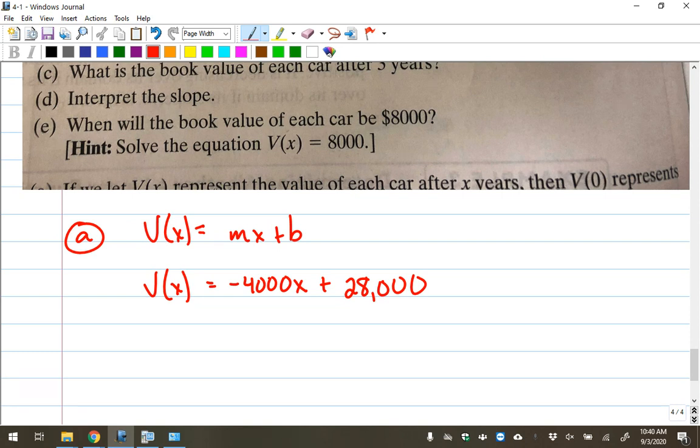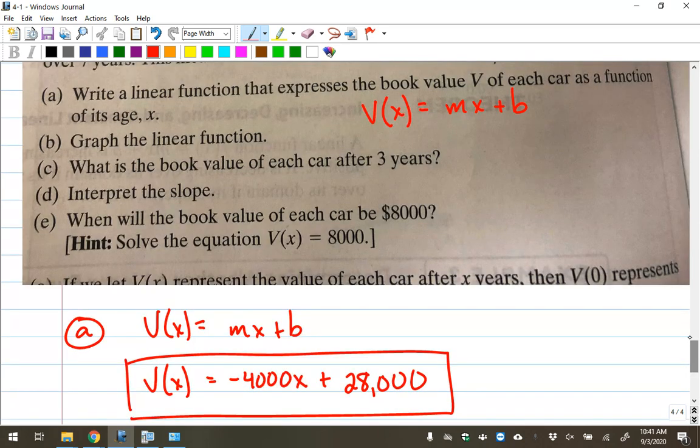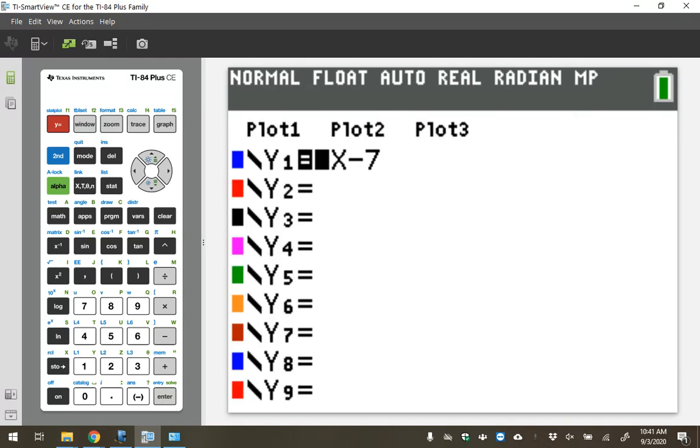Okay, so part A, this is our function that we've created. That gets part A done. Part B asks us to graph that linear function. Okay, I can do that. I have a graphing calculator. I'm going to go to y equals. I'm going to put negative 4,000 x plus 28,000.